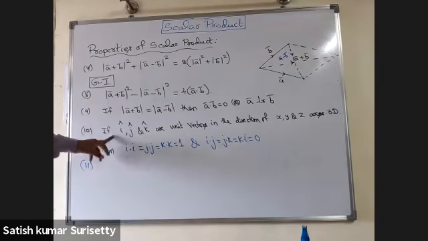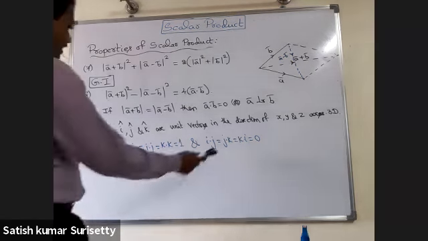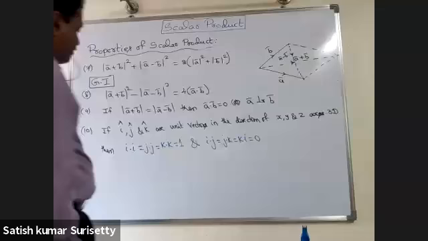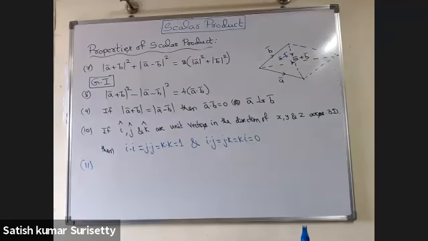Let us take i cap, j cap and k cap as the unit vectors in the direction of the x, y and z axes in 3-dimensional space. Then i dot i, j dot j, k dot k equal 1. i dot j, j dot k, k dot i will be 0, because i, j, k are along the x axis, y axis and z axis, so they are mutually perpendicular unit vectors.